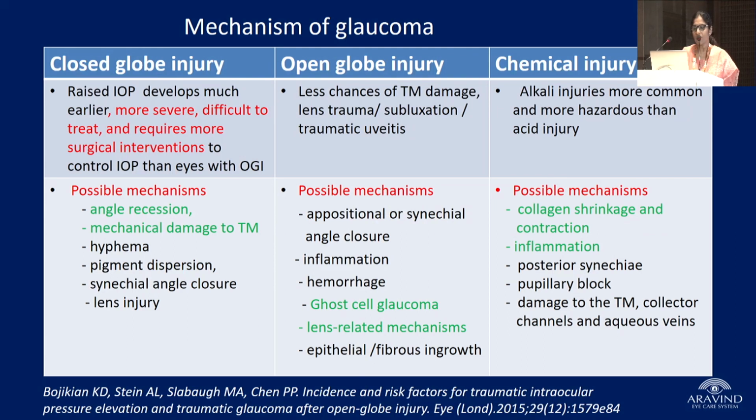Whereas in open globe injury, there are less chances of trabecular damage. However, it is because of a lens trauma, lens subluxation, or induced uveitis. So here it is because of a lens-related mechanism, so we'll have to tackle the lens. And in chemical injury, the alkali burns are more severe than the acid burns. And how does this lead to glaucoma? It causes shrinkage of the collagen, causing obliteration of the trabecular spaces, and thereby increasing the resistance to aqueous outflow, or it could be because of inflammation and synechiae.